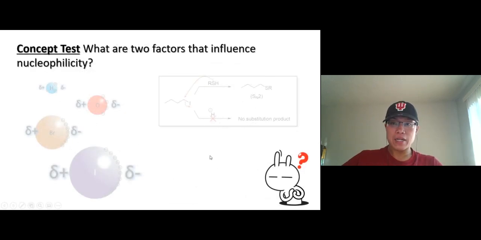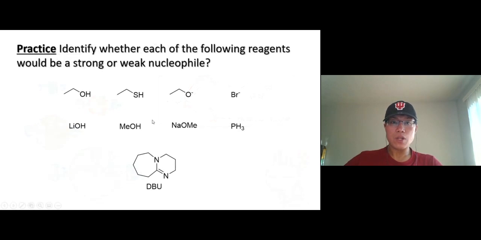What are two factors that influence nucleophilicity? What makes a nucleophile strong? Negative charge and size, basically, or polarizability. You can enter size too. Size and polarizability go hand in hand. They go together. All right. Let's do this together in the next video.